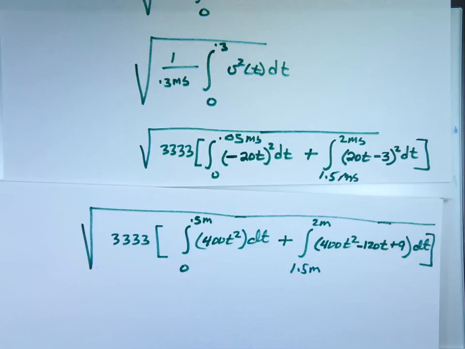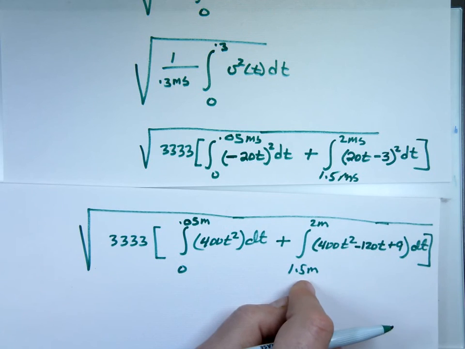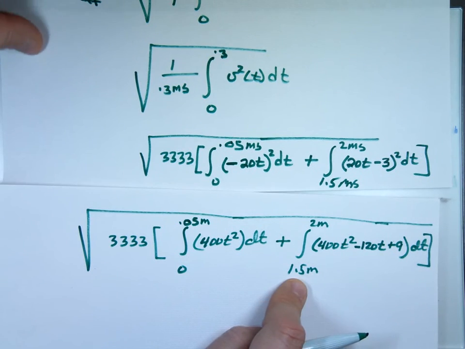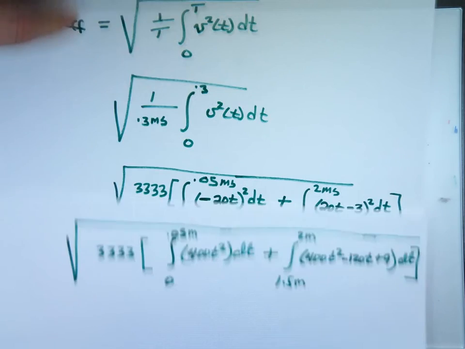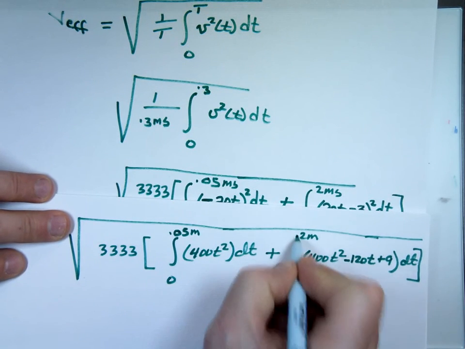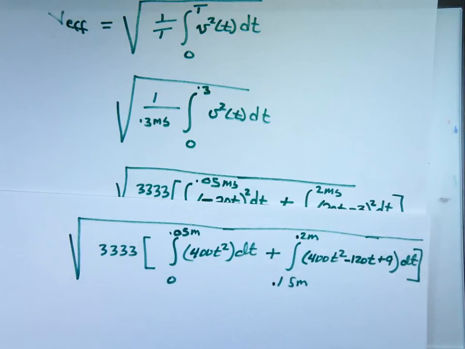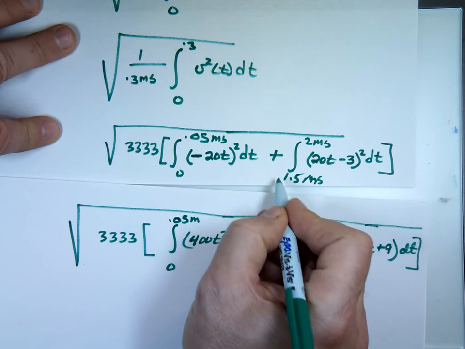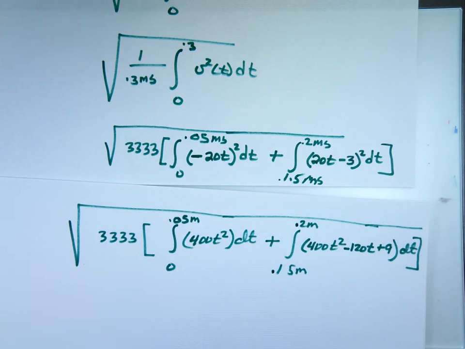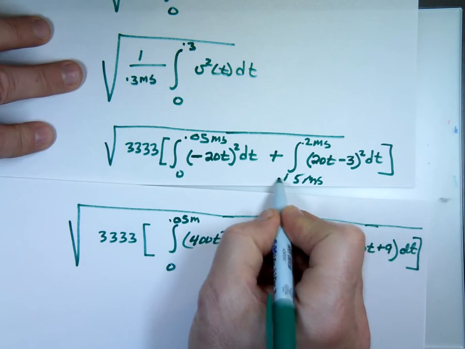Oh, 0.05. Yeah. This one? Yeah, it's going to be 0.15 milli. 0.15 milli to 0.2 milli. I hate when they use these stupid numbers. Now let's integrate that one.